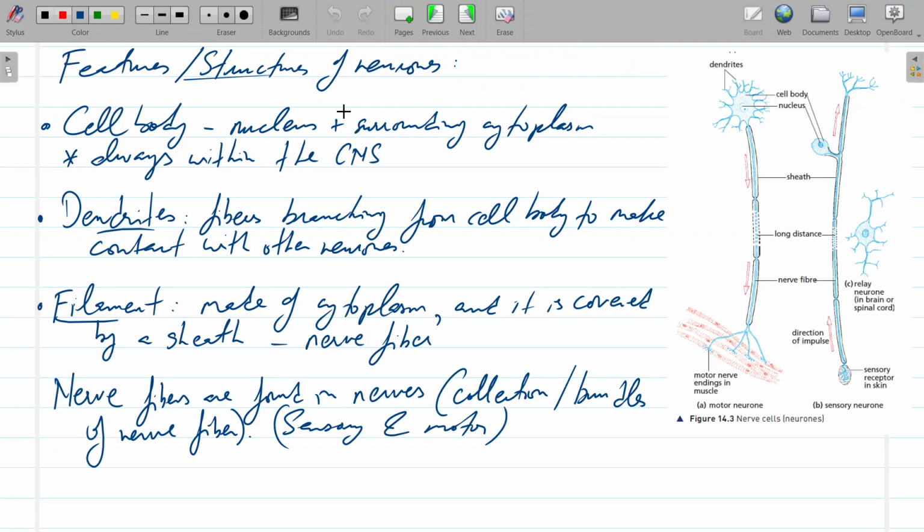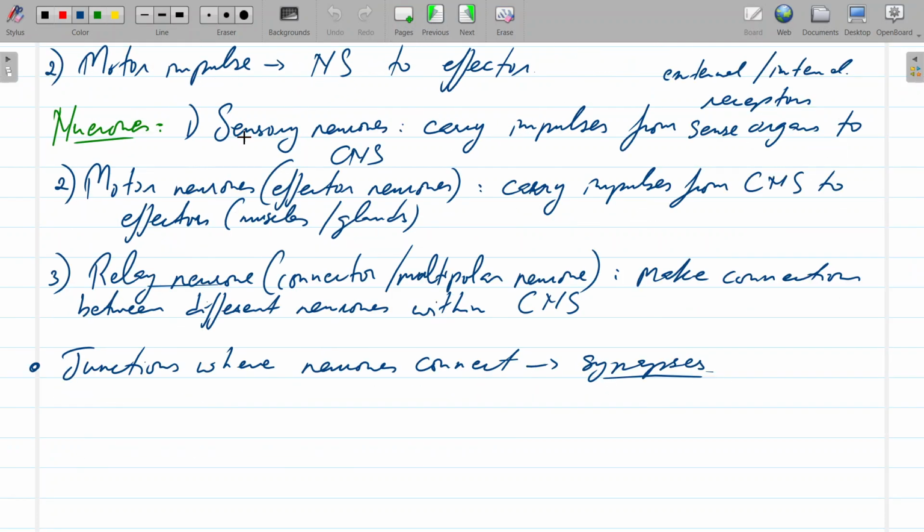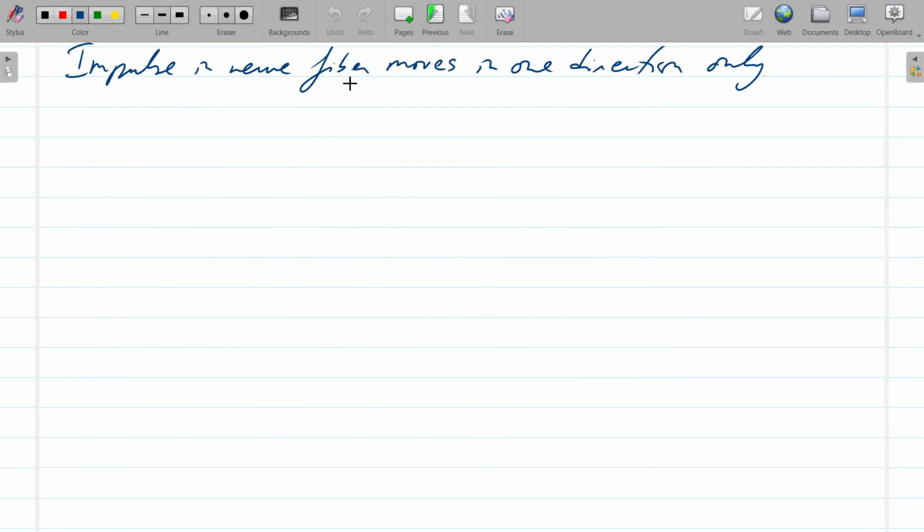So that direction we've talked about, right? For sensory neurons, it carries the impulse from the sense organ to the central nervous system. So that's one direction. Motor neurons, from the central nervous system to the effector. Within a nerve fiber, whichever way it's going, it only and always carries the impulse in one direction. It never goes the other way.